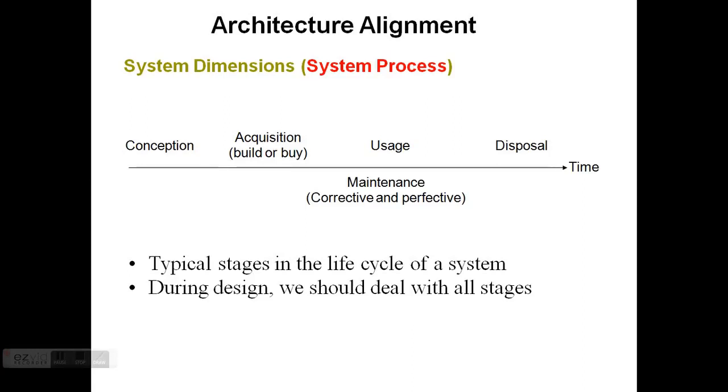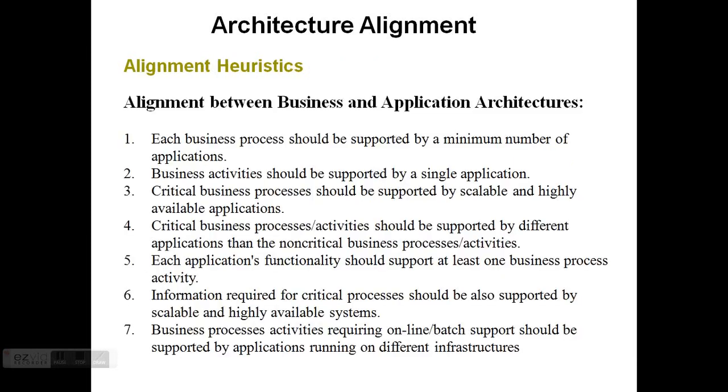So, in general, over time, architecture alignment heuristics have been developed by the industry, basically from common industry practices. This is to increase the probability of finding an easier way to achieve business information and application architecture alignment. Here you can see main heuristics to consider when checking the alignment between business and application architectures.